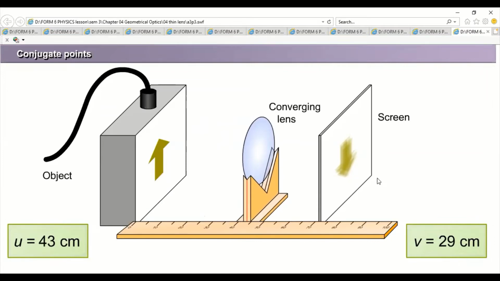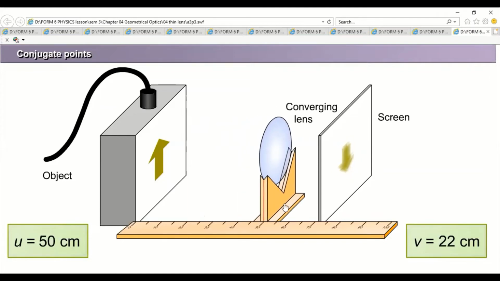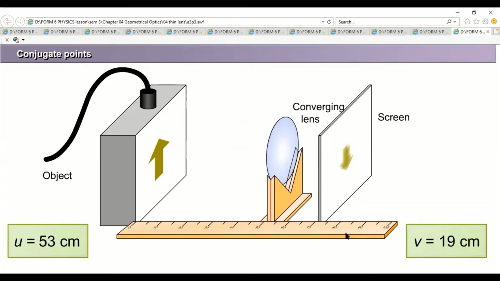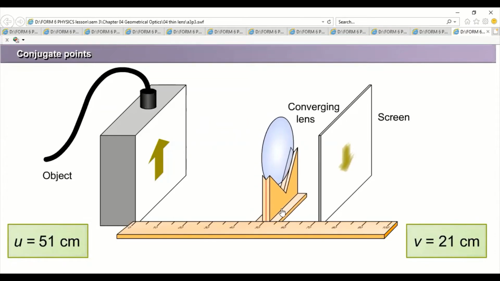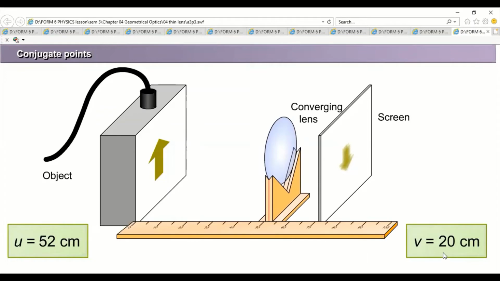Once we add up U and V, 43 plus 29, it will be 72 as well. Now we notice that if V is 20 cm, U is 52, and the total will be 72 as well. This is the distance to form the real image.